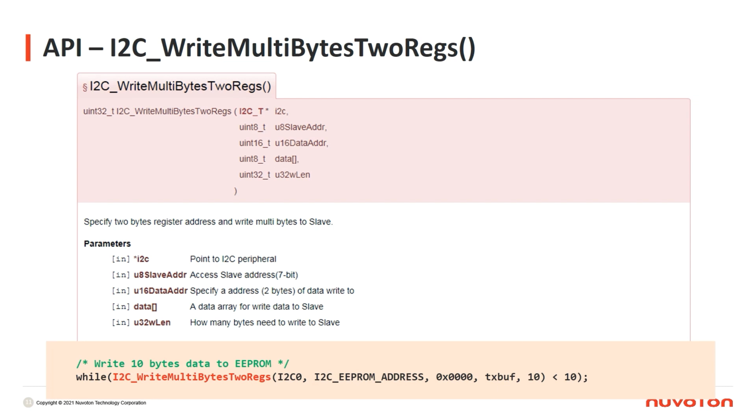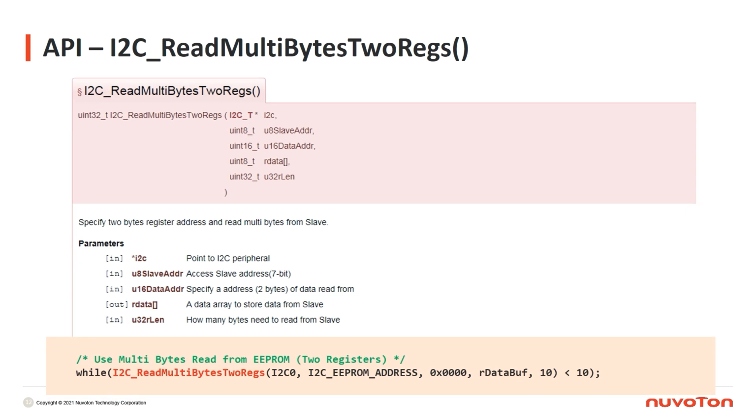For EEPROM accessing, we have provided an API to make it easy. This API, I2C write MultiBytes to registers, is used to write data to EPROM. You can specify slave address, data address, and data to be written by this API. This API will automatically handle all the operations to write data to EPROM.